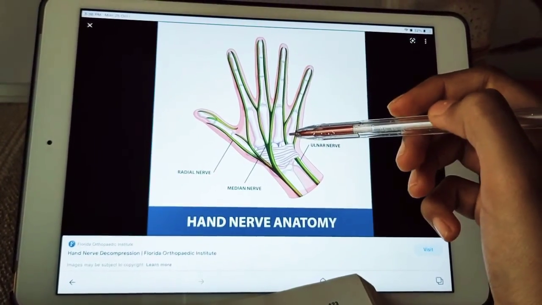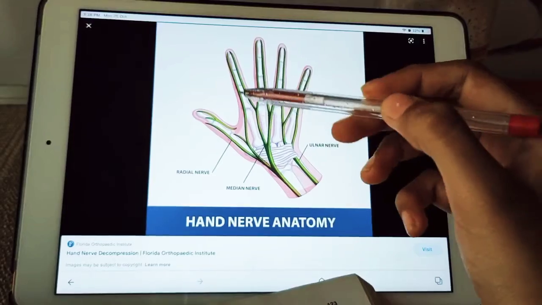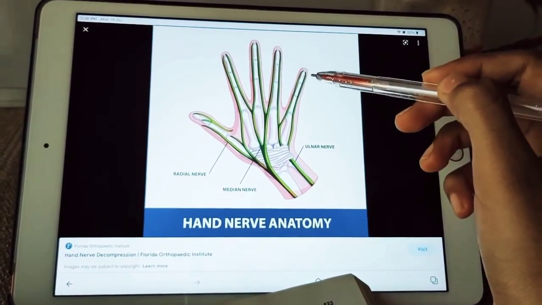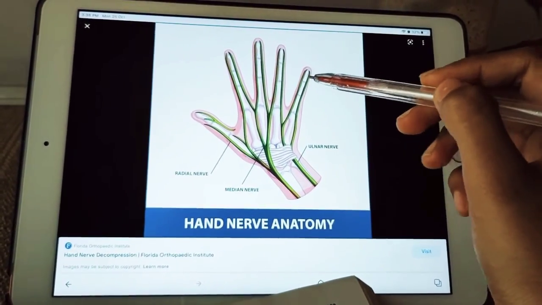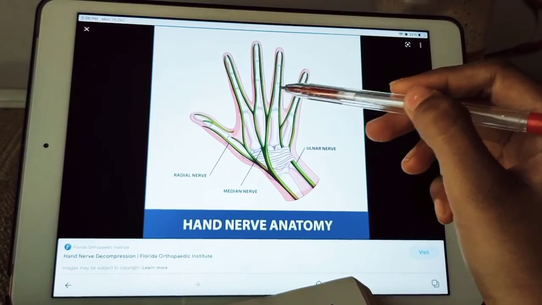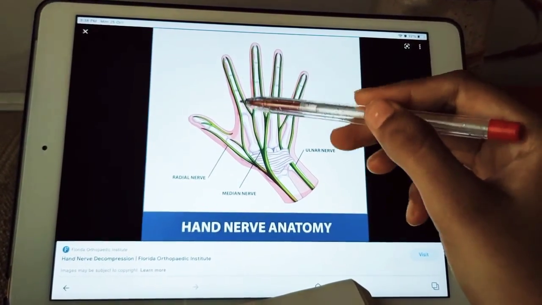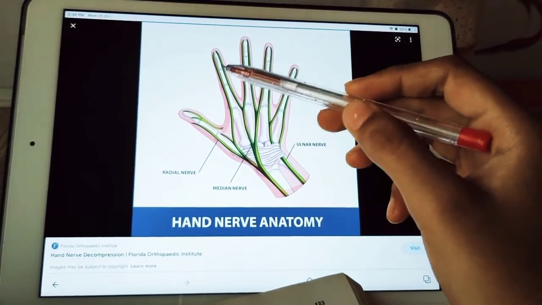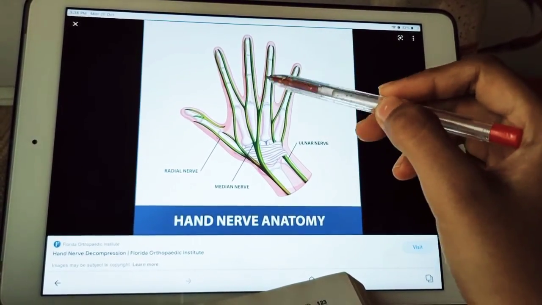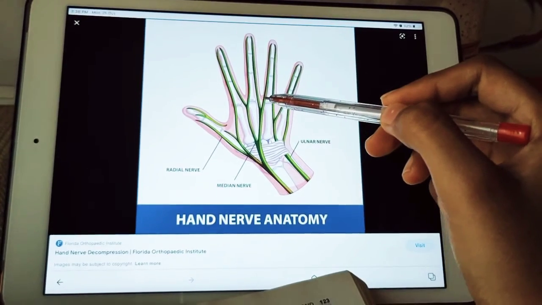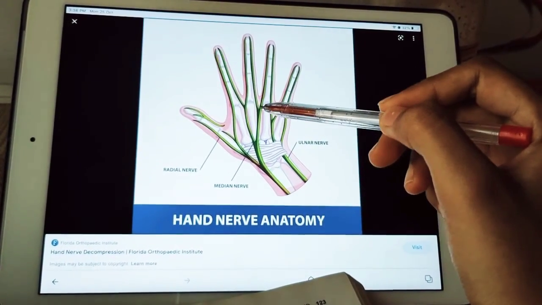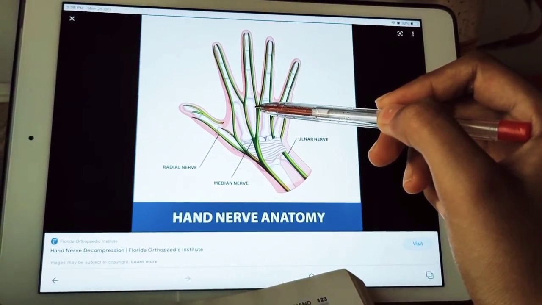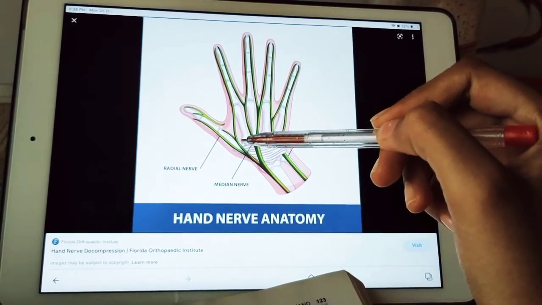So know that the skin over the dorsum of the distal phalanges, means this one, and part of the middle phalanges are supplied by the median nerve, not the radial nerve. Very important. The distal phalanges and middle phalanges are supplied by the median nerve, but the proximal phalanges are mainly supplied by our radial nerve on the dorsum also. Okay, so sensory loss is limited because of overlapping of nerves.